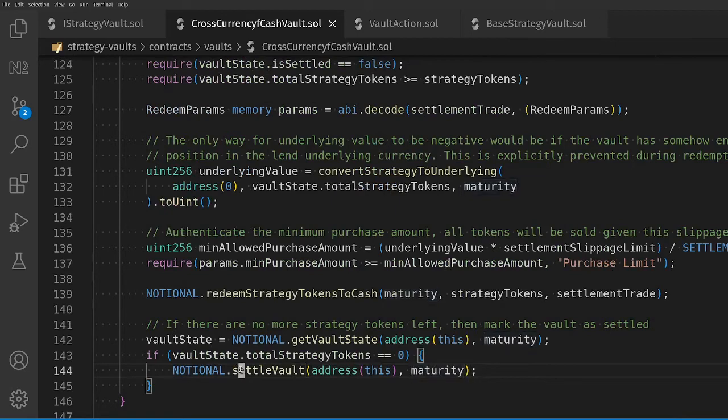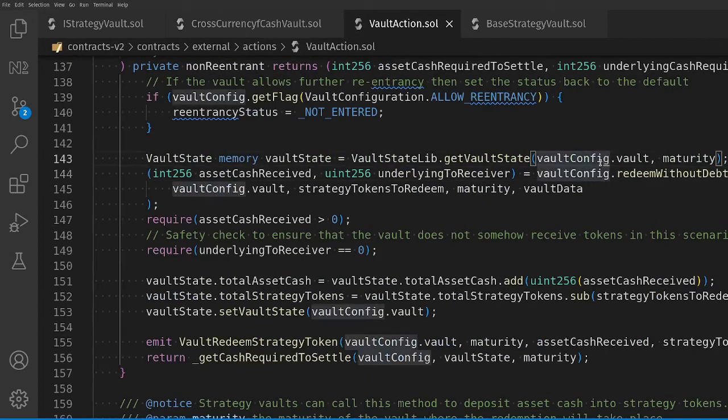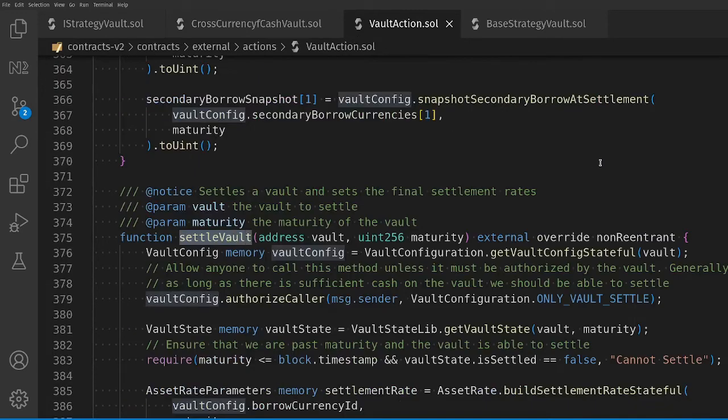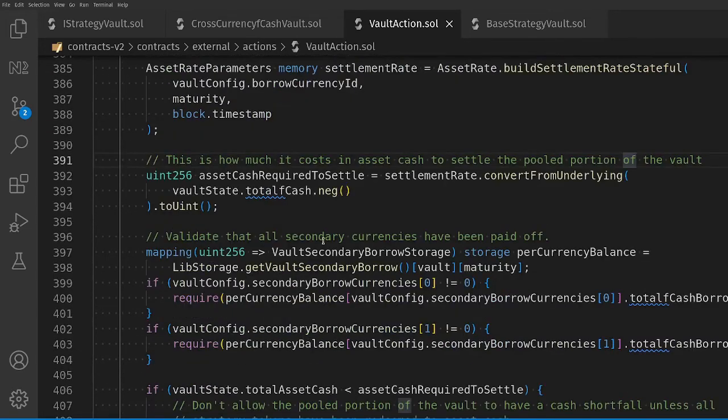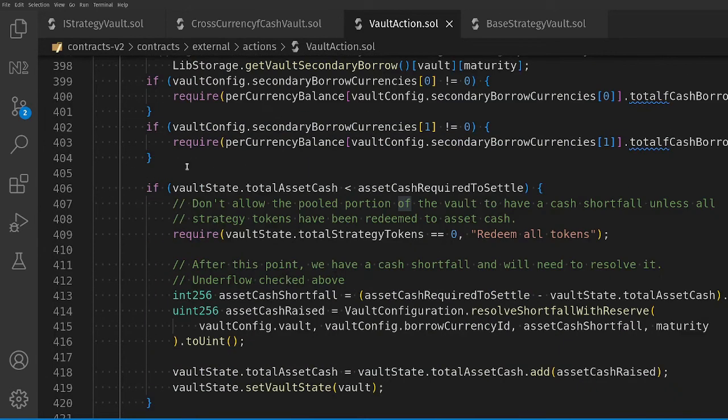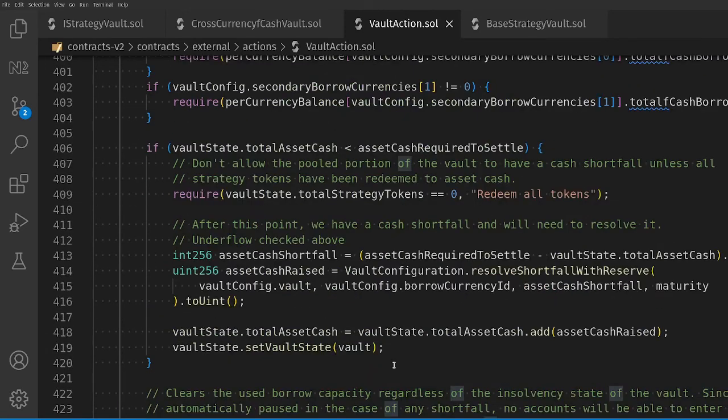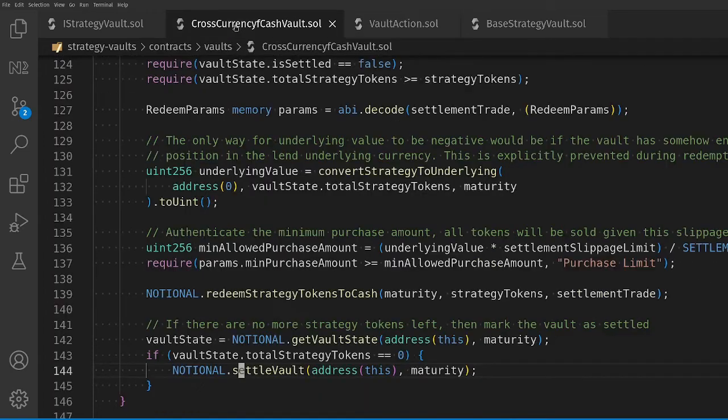We'll call this settle vaults method. So the settle vault method is also on the vault controller, and what this does is finalize any bookkeeping for the vault for that particular maturity, and stores a number of values to make sure that when accounts come to exit their positions post maturity, they get the proper amount of profit for their position.